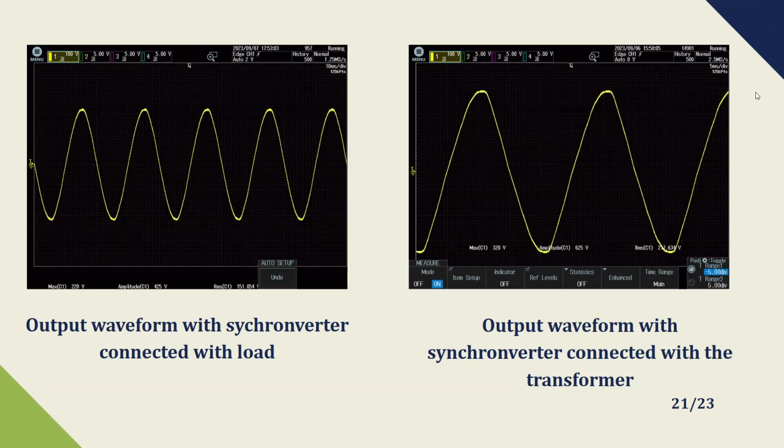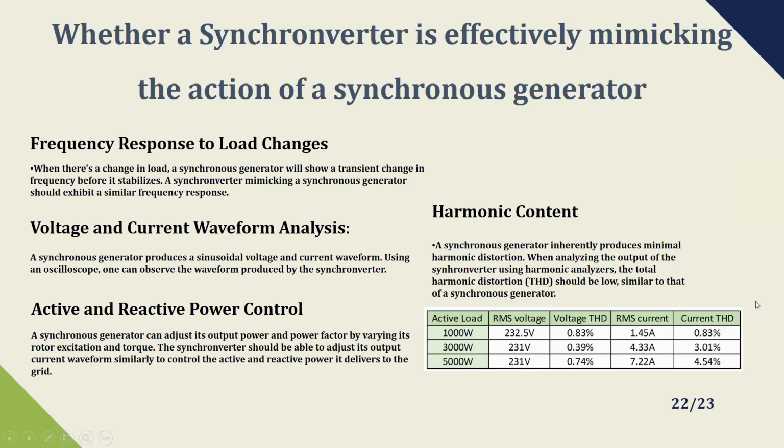Furthermore, why are we saying that the Synchronverter effectively mimics the action of a synchronous generator? The first one is the frequency response to load changes. When there's a change in load, a synchronous generator will show a transient change in frequency before it stabilizes. It is evidenced that the Synchronverter does the same. The second one is the voltage and current waveform analysis. As we have seen in the sinusoidal voltage waveforms, it is able to mimic that behavior.